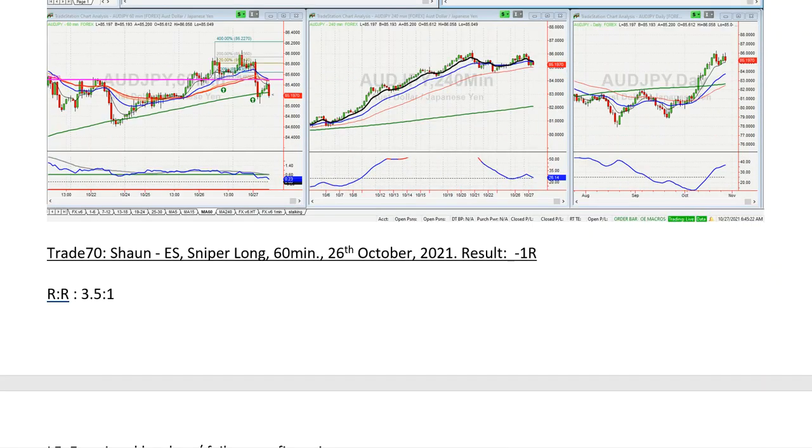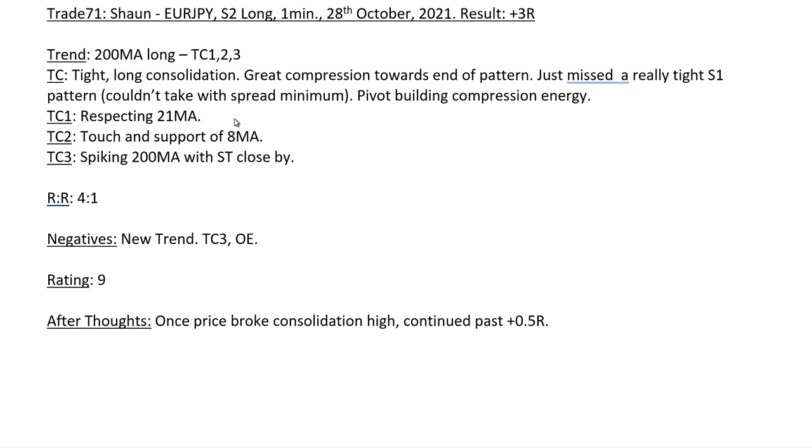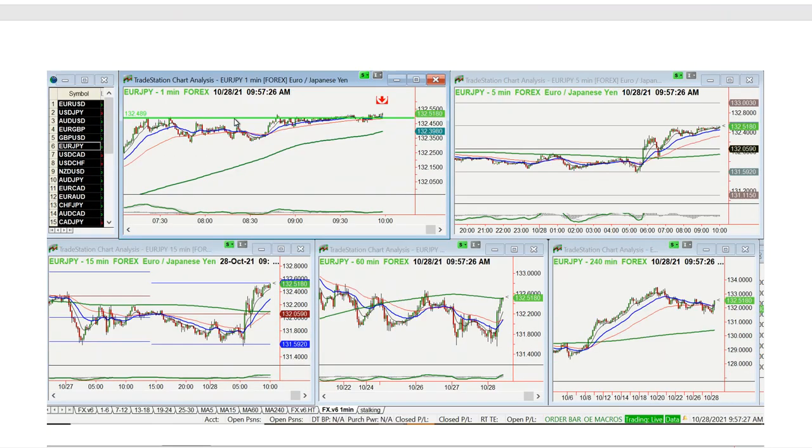Now let's have a look at the next forex trade. All right, so this is it. It's a 1 minute chart. So Shaun is very good at trading different time frames, and, as we just saw, different systems, right? So we had seen a 60-minute S3. Now we're seeing a 1 minute S2, and another great hour result. Now let's have a look at this S2 again, in line with yen weakness. S2 long 1 minute. So that's 1 minute, 5 minute, 15, right?